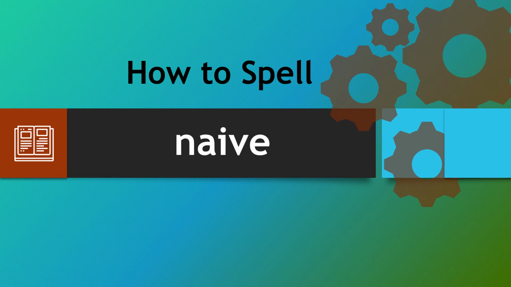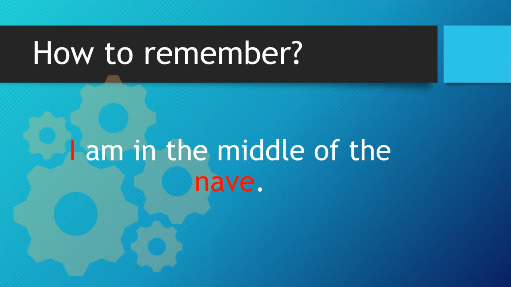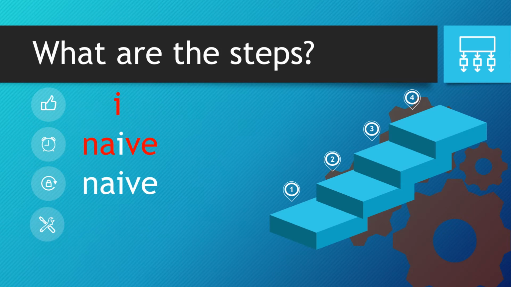The word we're looking at now is naive. Now this really catches people out because of the A and the I. So how could we remember how to spell this properly? I am in the middle of the nave. So we take the I and we place it straight into the middle of the word nave, a word that very easily can be heard when we say it, N-A-V-E. We put the I in and it becomes naive.